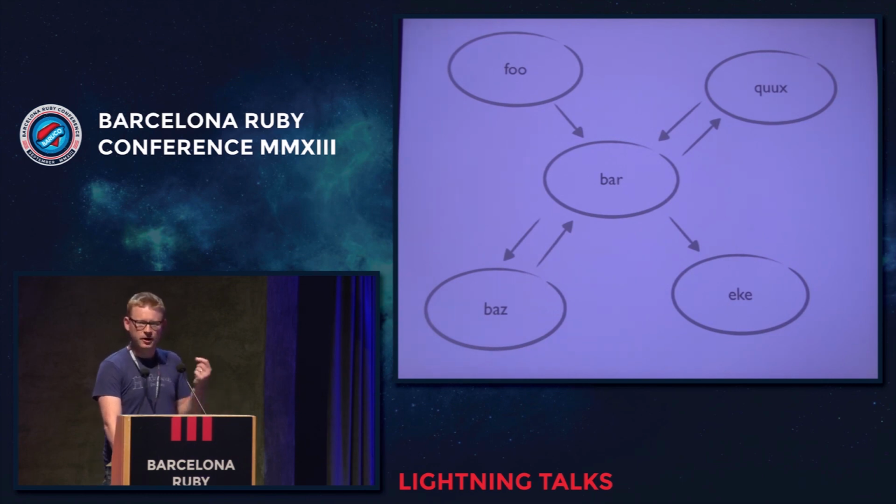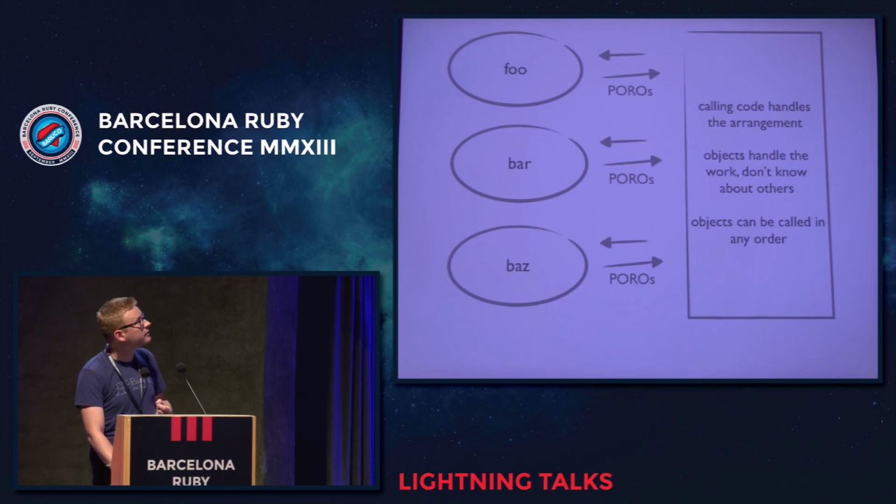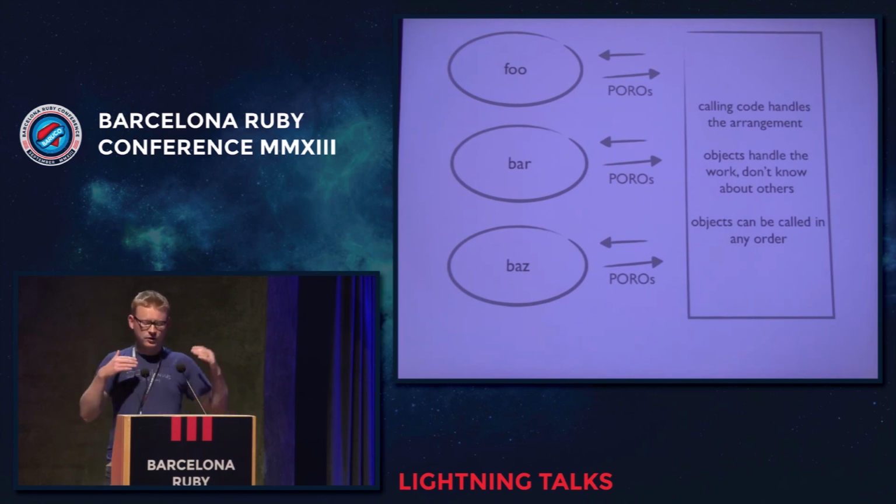The actor model of concurrency at a very basic level does something like this. It separates the fact that we're calling the objects from the actual work that they're doing. So the objects are just receiving and returning plain old Ruby objects. That's what PORO stands for. And the idea is that the objects handle the work, but they don't know about the other collaborators. They're just dealing in POROs, in values, in immutable values normally. And they can be called in any order as long as you give them the right POROs.